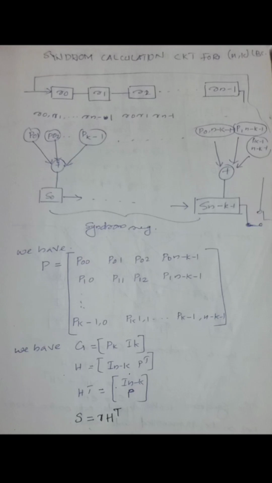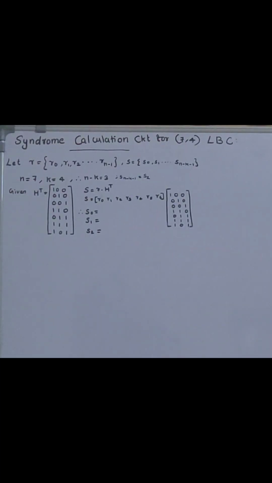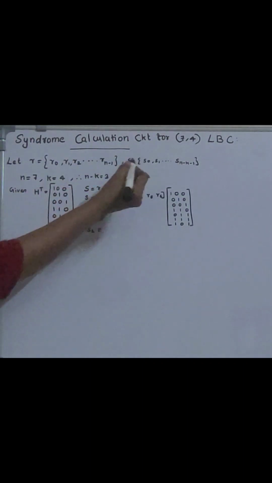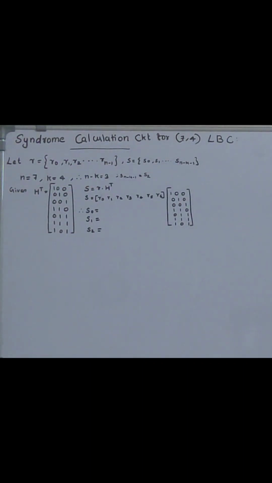So we can see an example for this syndrome calculation circuit. Now we are calculating the syndrome calculation circuit for the (7, 4) linear block code. We are only provided with the received vector R, which is equal to R0, R1, R2, etc. Rn minus 1. And we have syndrome S is equal to S0, S1, S2, etc. Sn minus k minus 1.